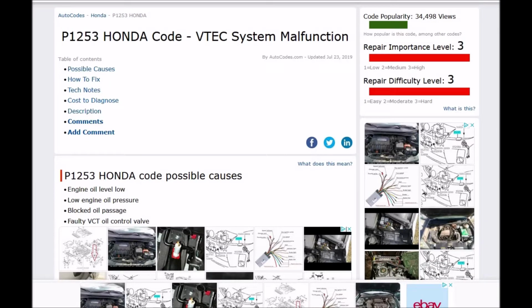So today I'm talking about a P1253 Honda code and just giving a quick overview, the basics, and a common fix. So what is a P1253 Honda code? It's a VTEC System Malfunction, and it basically means that you've got low oil pressure.